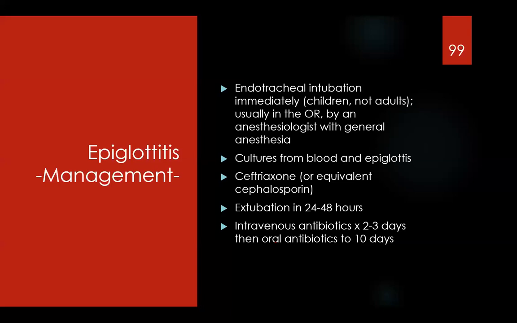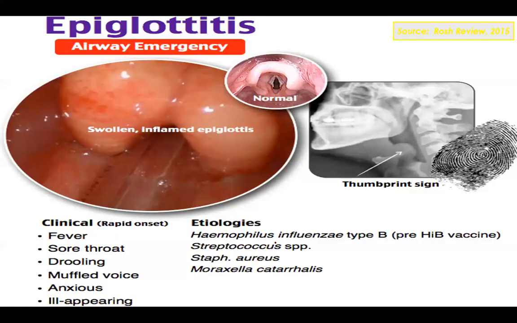Endotracheal intubation, if we absolutely have to. If we do, these kids are sick as stink. We're going to get blood cultures. We're going to start them on ceftriaxone or an equivalent cephalosporin immediately. They're going to get extubated in about 24 to 48 hours. Intravenous antibiotics for 2 to 3 days, and then we can switch them over to oral antibiotics. So here's the epiglottis. It's super inflamed. There's that thumbprint sign.